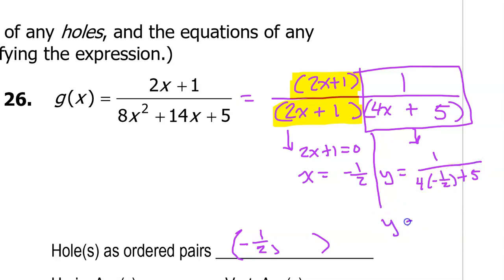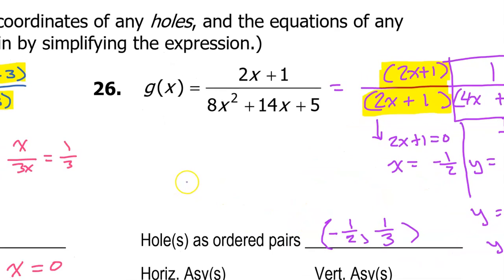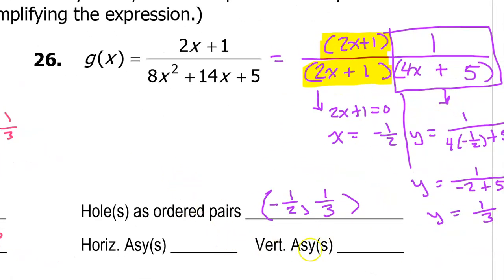So what is this? So I've got 1 over 4 times negative 1/2 is negative 2. All right, so I've got y is equal to 1/3. So that is the y coordinate of my hole. Okay, so we have a hole at negative 1/2 comma 1/3. Now let's talk about vertical asymptotes and horizontal asymptotes.